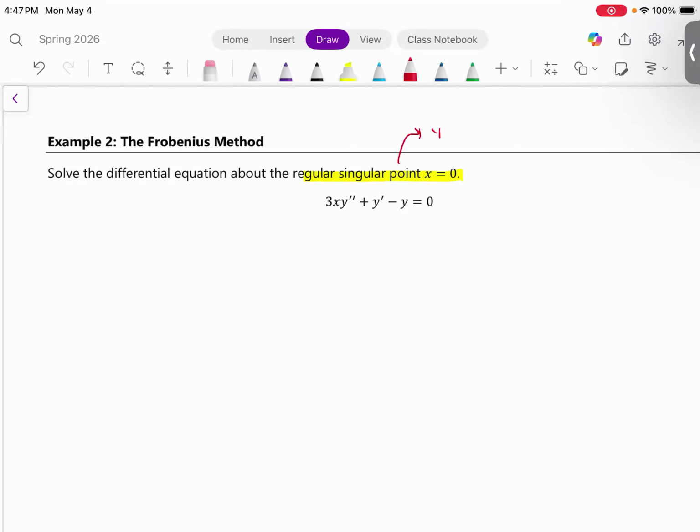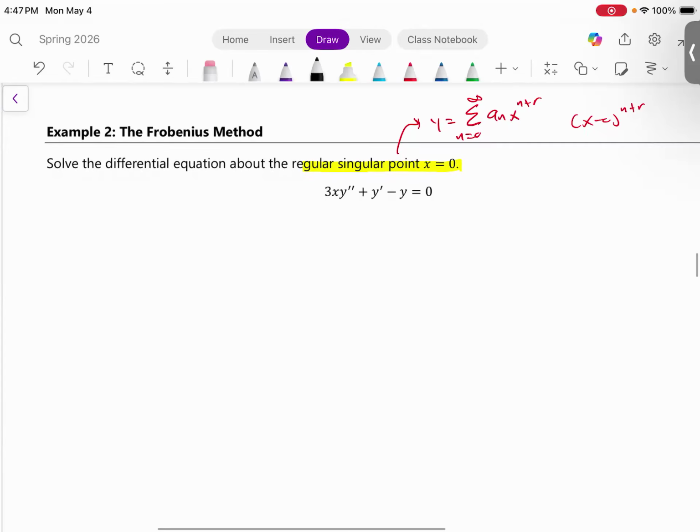It means we're going to use the power series solution centered around x equals 0. It's like x minus 0 to the n plus r. But this is the type of series we're going to be solving it about. Centered at x equals 0, about that singular point. So we want to use the Frobenius method because x equals 0 is a singular point. So let's go ahead and get started on that. So here I'll say solution.